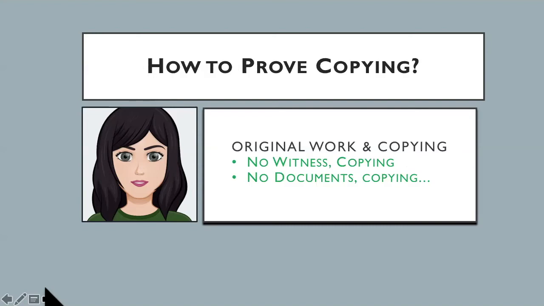The interesting thing about copyright cases is it's very hard to prove copying. If the plaintiff has the burden to prove copying, how do they prove that? They can prove they have an original work, but how could they prove that the defendant actually copied? Often there's no witness to the copying, there's no documents that prove the copying. So what can happen is that you can use indirect evidence.